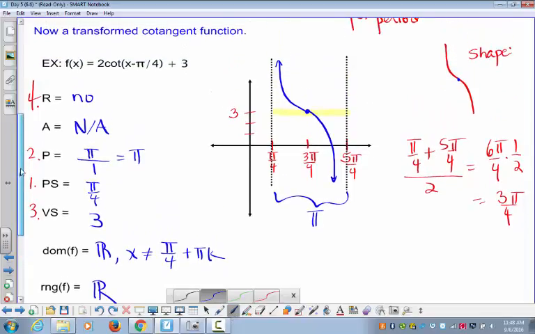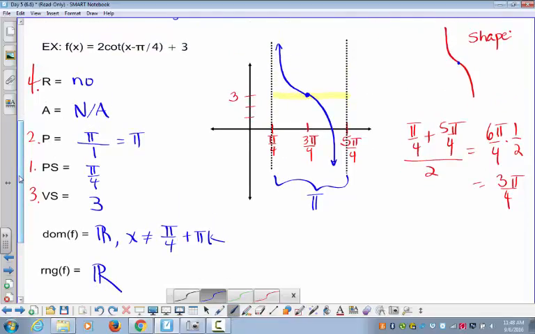So any questions on cotan? The two things to keep in mind with cotan: basic period is pi still, like tangent. But different from tangent, phase shift, add the period to it.